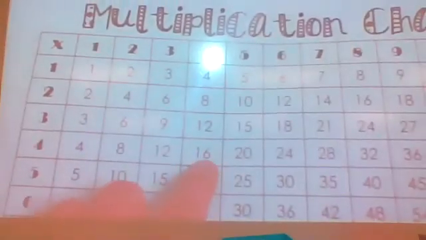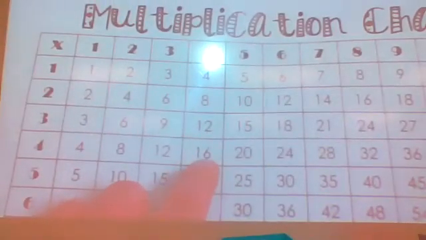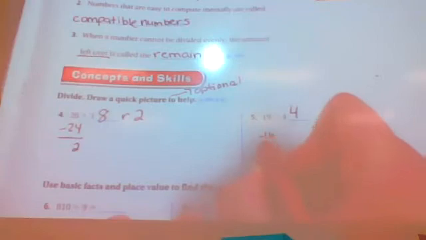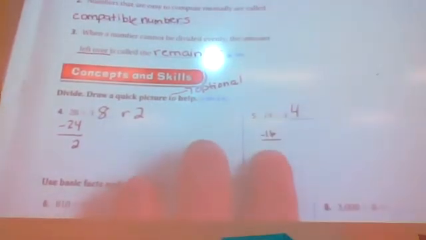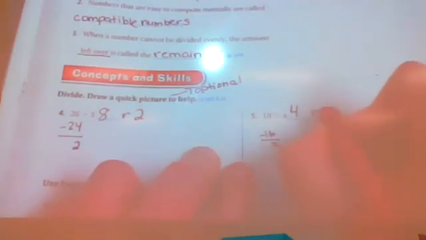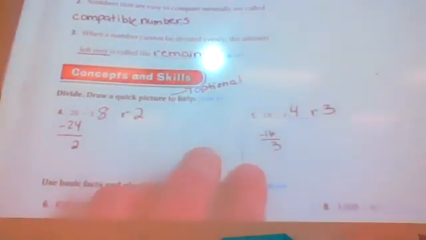And what is 4 times 4? 4 times 4 is 16. So this is what we take from our dividend to find our remainder. So 19 minus 16, and if you want to do this part in your head, that's perfectly fine. 19 minus 16 is 3, so our remainder is 3. Okay?